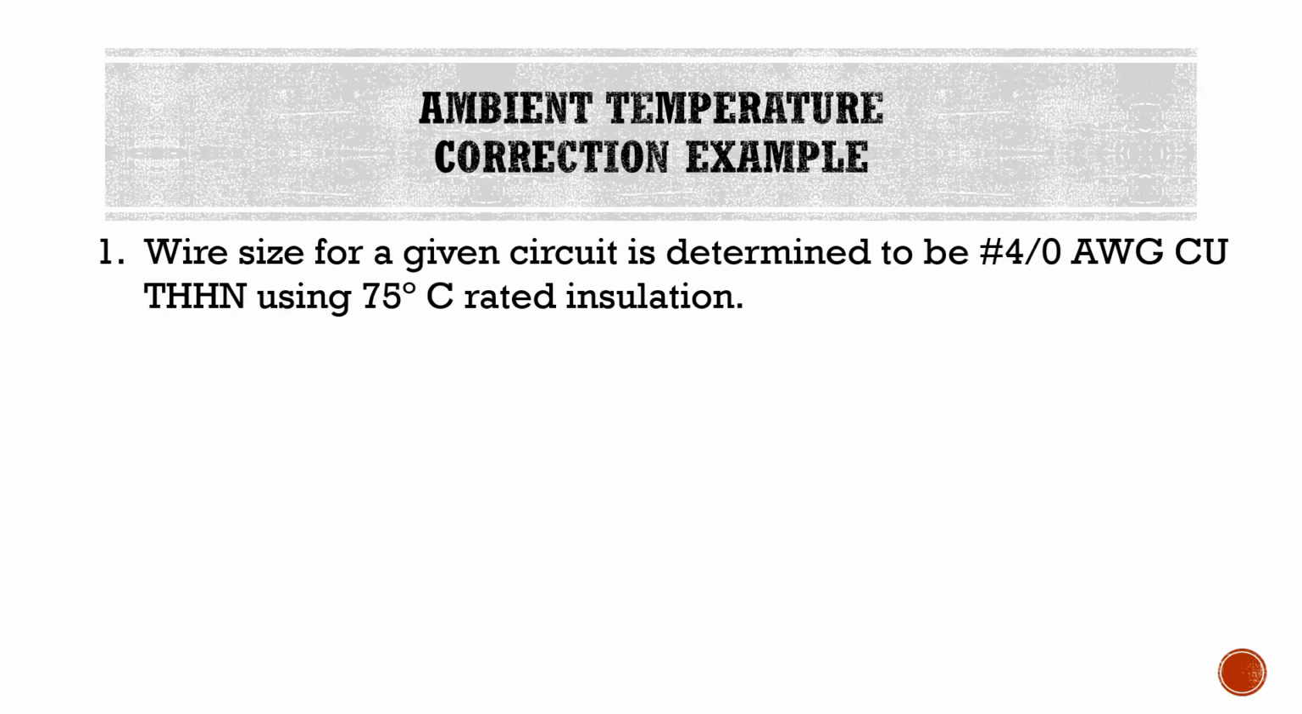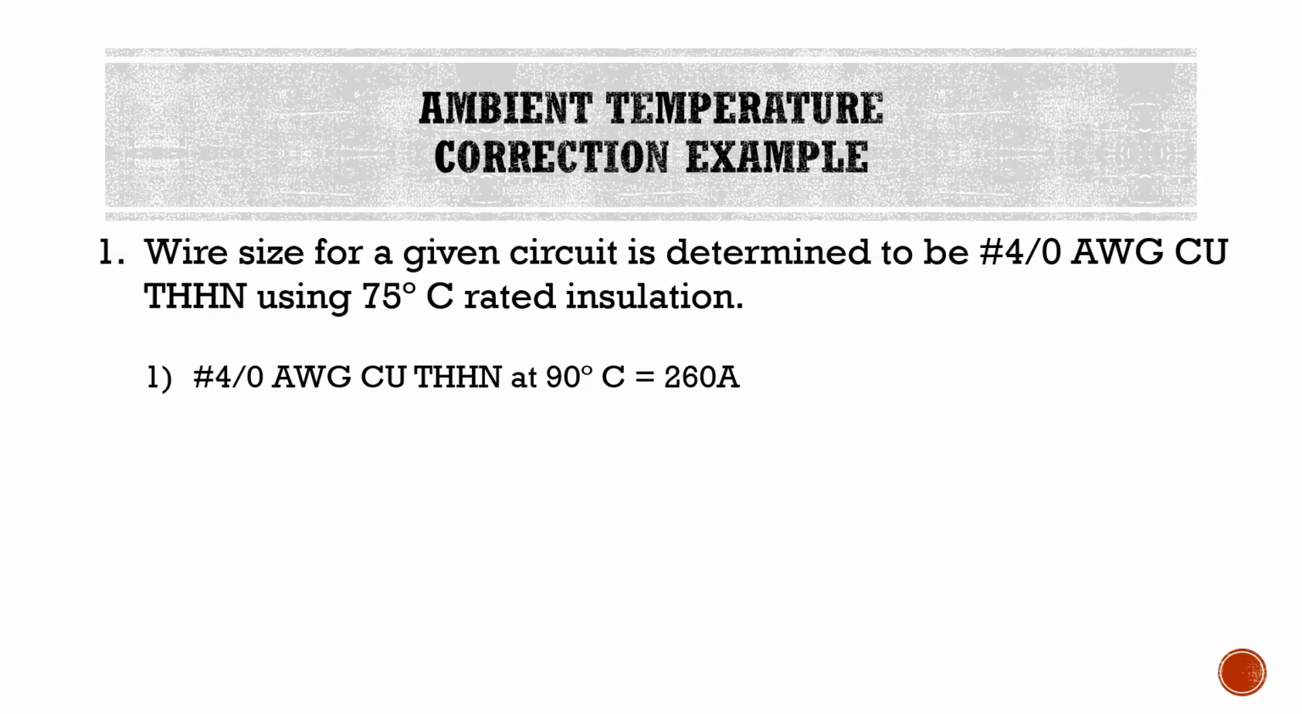So we have a wire size for a given circuit determined to be a 4/0 AWG copper THHN using the 75 degrees Celsius rated insulation. In other words, we're using 4/0 copper THHN conductors using the 75 degrees Celsius column.